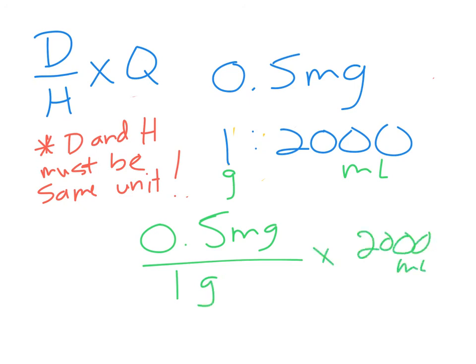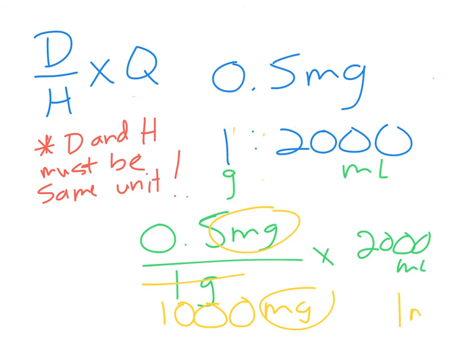So when I fill out DH and Q, it's going to be 0.5 milligrams over 1 gram times 2,000 milliliters. Making sure D and H are the same unit, just as we've been doing, 1 gram is the same thing as 1,000 milligrams. Now they're both in milligrams. So I'm going to take 0.5 divided by 1,000, which gives me 0.00005, times 2,000. Our answer here would just be 1 milliliter. So that's how we would apply those ratios.